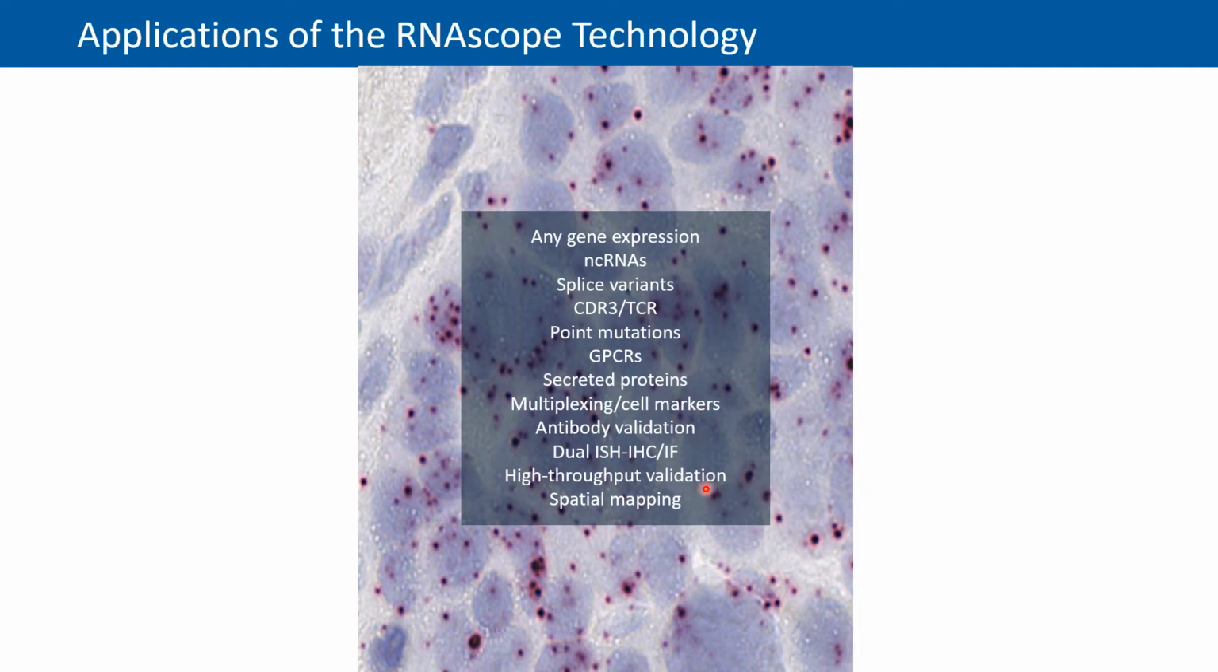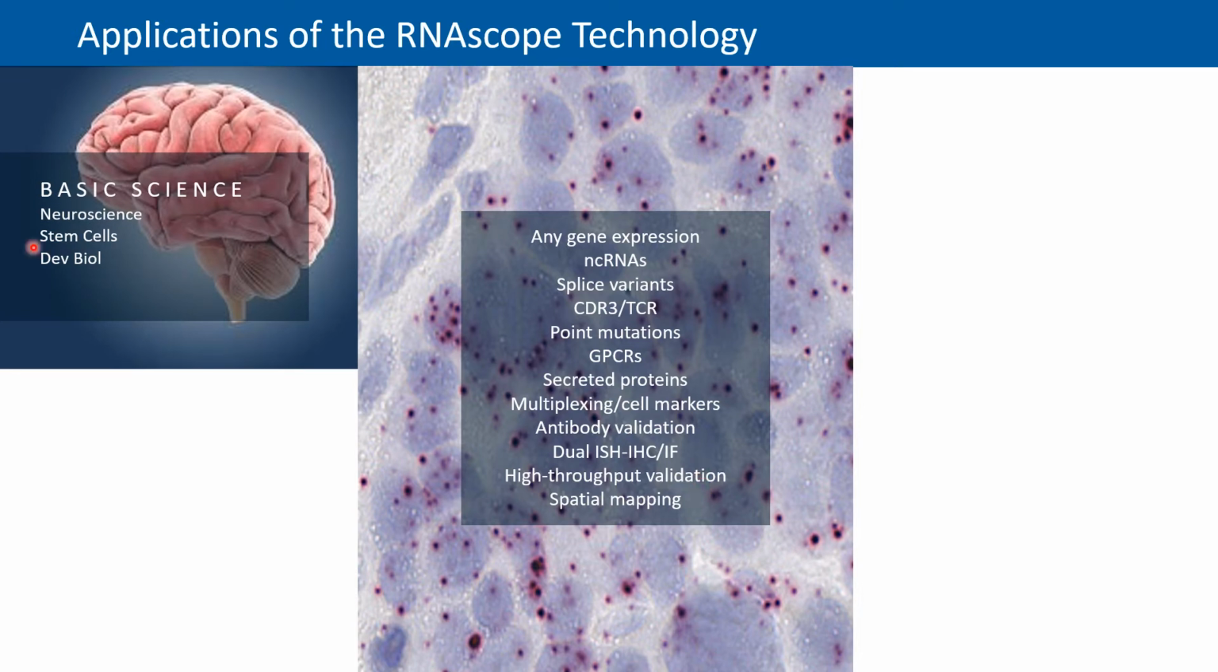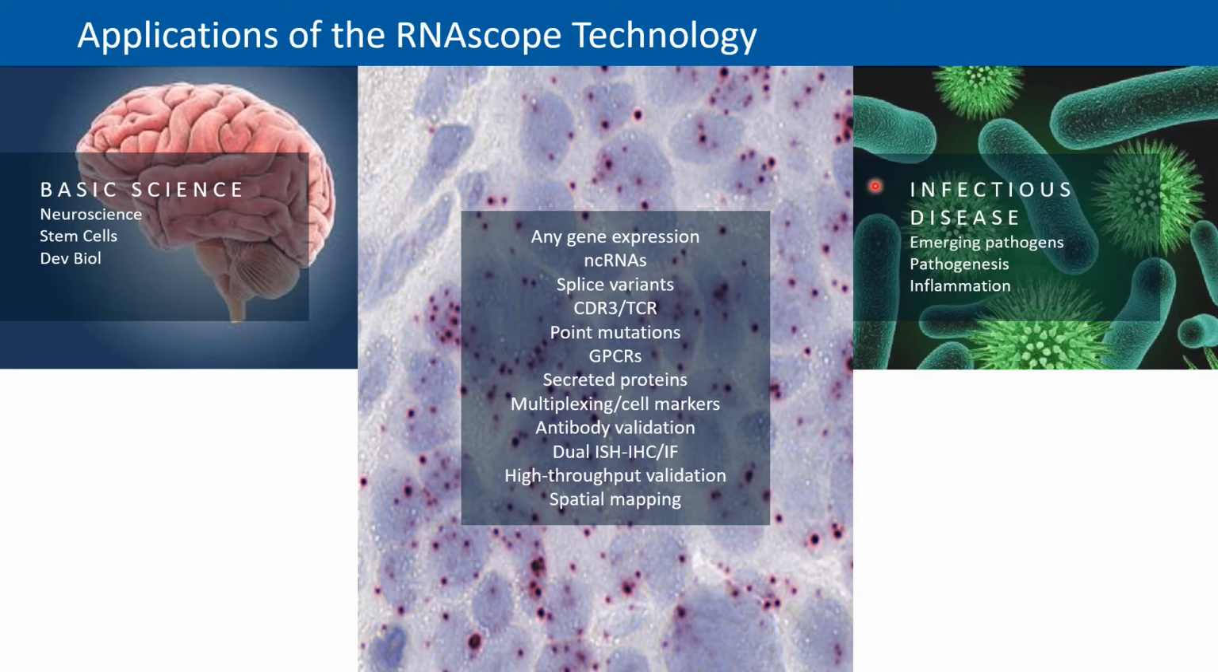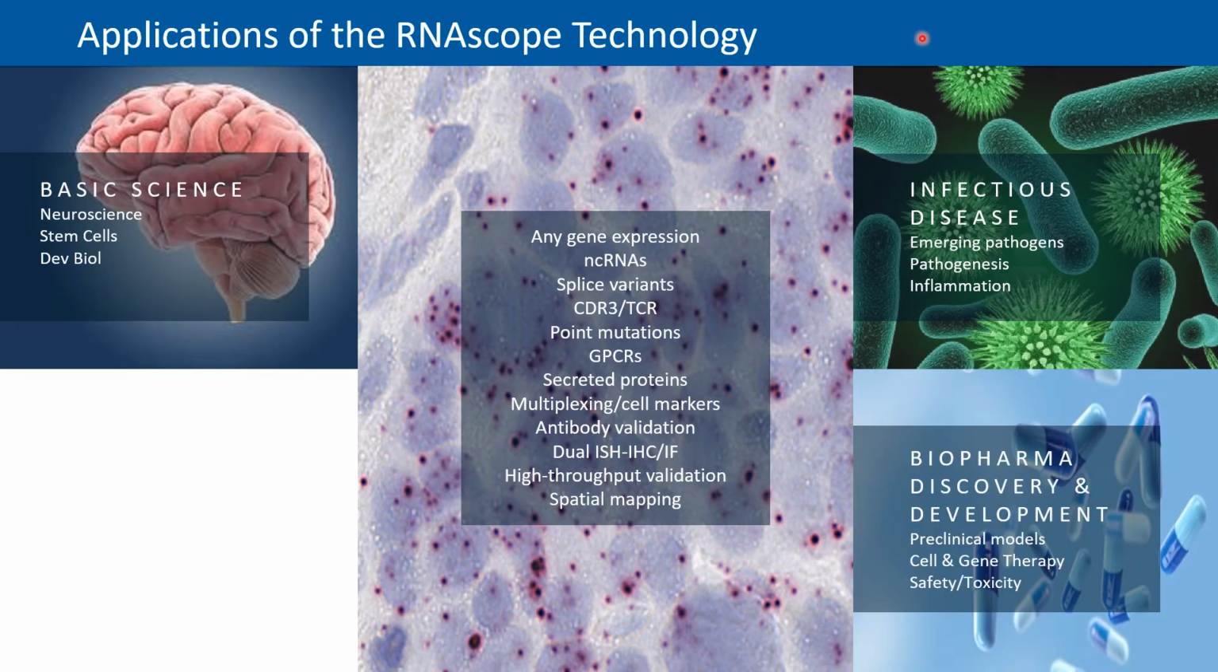And this has led us to be applicable in multiple different research areas, which include your basic science research, that include neuroscience, stem cell and developmental biology, infectious disease research, where we are a leading assay in detection of emerging pathogens. Since we are a rapidly developing platform, we can design probes in less than 2 weeks for any novel sequence for emerging pathogens. Then we have been used extensively for biopharma discovery and development to validate and assess the specificity of certain cell and gene therapies and assess the safety and toxicity, and so forth.